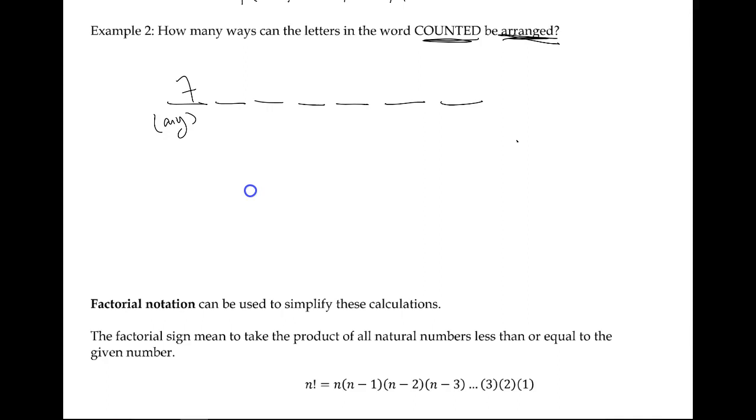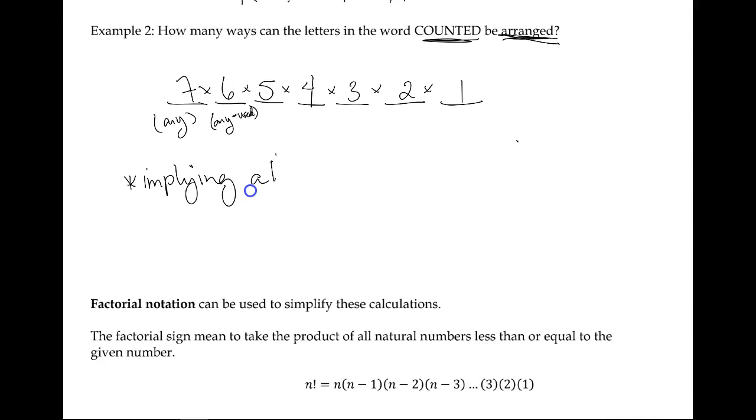But then I used that letter, so it's going to be any of those letters minus the used one. So that means I only have 6 to choose from. But then it's going to be any of the letters minus both of the used ones. So that's 5, 4, 3, 2, 1. And I'd multiply them together. So again, implying all letters need to be used creates a restriction.